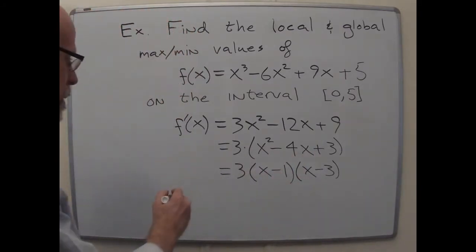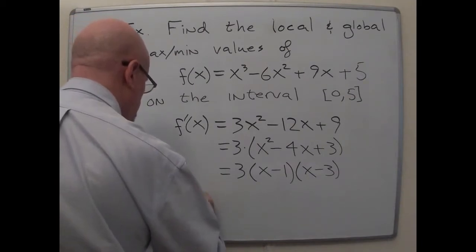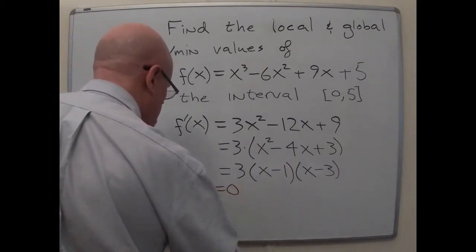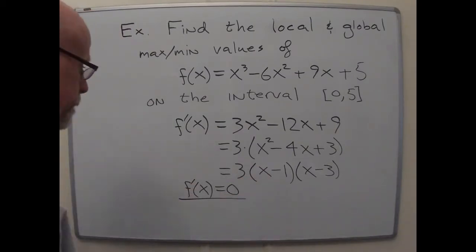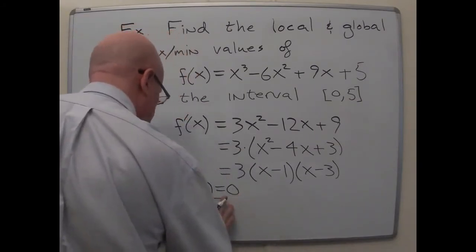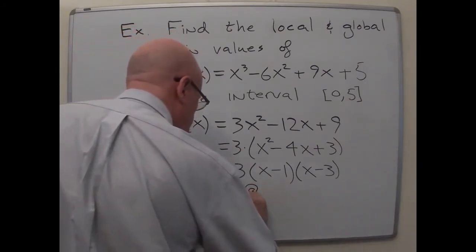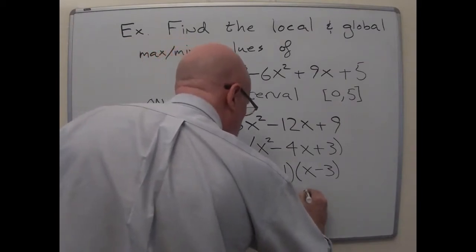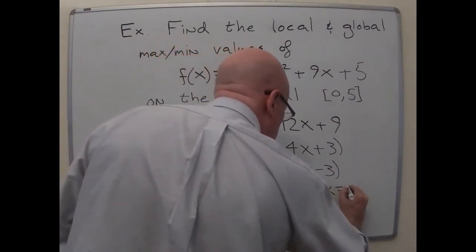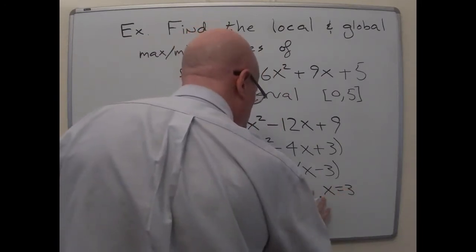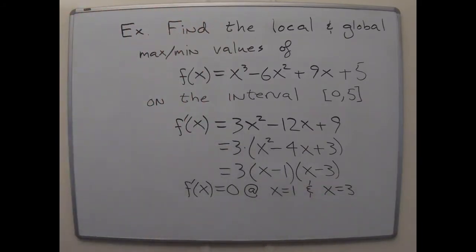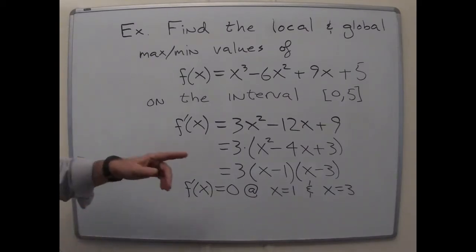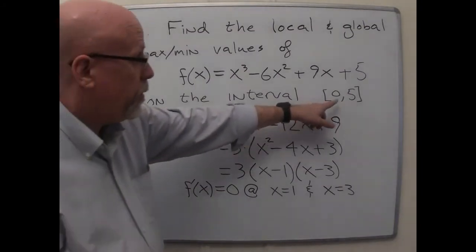Okay, so what does that tell us? f prime of x is 0. That's what we have to solve for. It means it happens when x is 1 or x is 3. Let me say x equals 1 or x equals 3. I don't know why I used or to connect those. It's really and. It's 0 there and there. Yeah, there we go. Okay, so those are our critical points. So we need to check the value of the function at 1, at 3, but also at 0 and 5.